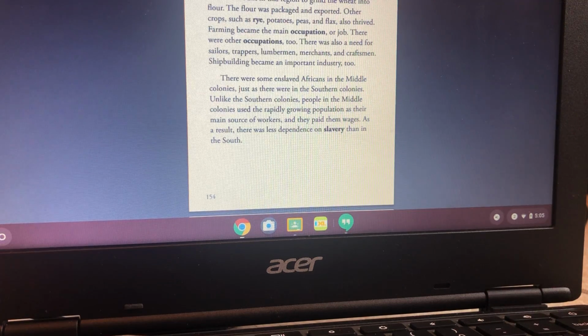There were some enslaved Africans in the middle colonies, just as there were in the southern colonies. Unlike the southern colonies, people in the middle colonies used the rapidly growing population as their main source of workers, and they paid them wages. As a result, there was less dependence on slavery than in the South.